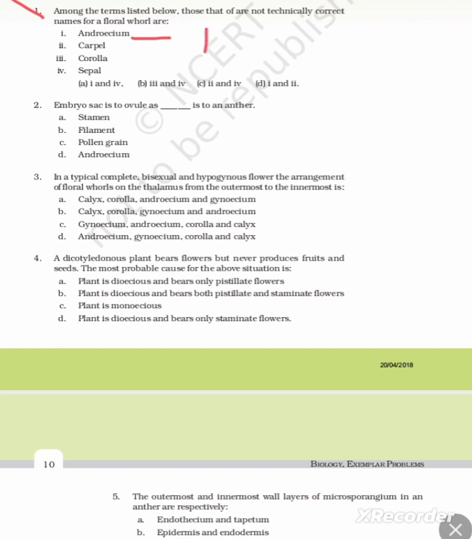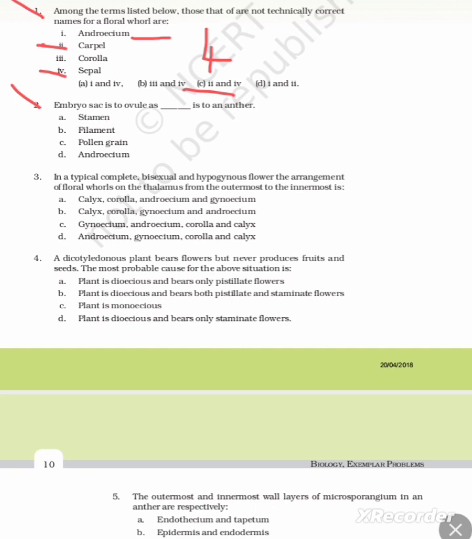As we know, there are four floral whorls: calyx, corolla, androecium and gynoecium. So according to the options given below, the second and fourth, that is carpel and sepals, are not the technical names of the whorls. So option C is the right answer for this question.